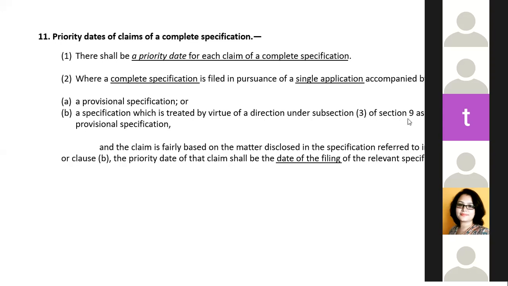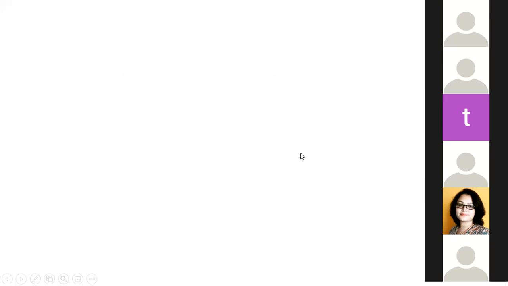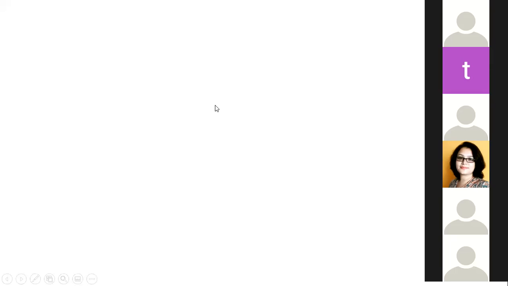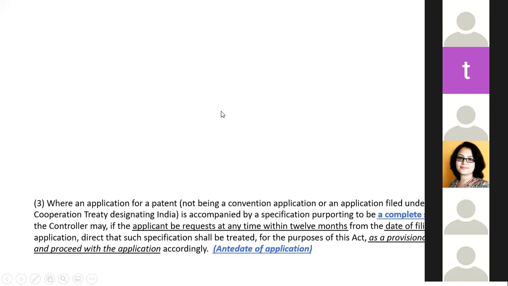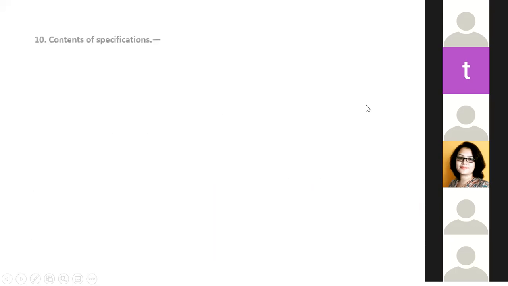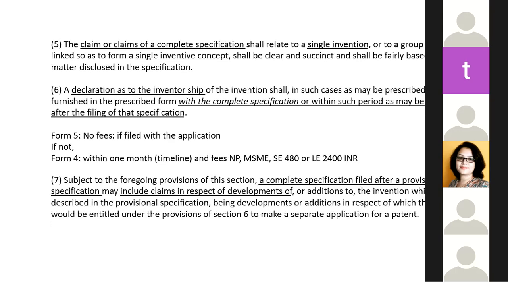Subsection 3 of section 9, that is antedating. If I'm not wrong, this is antedating. Hearing claims, do they mean independent claims? So you said that all the claims have a certain priority date. So basically, these are independent claims or dependent claims as well? It can be anything, dependent or independent. Okay, thank you.